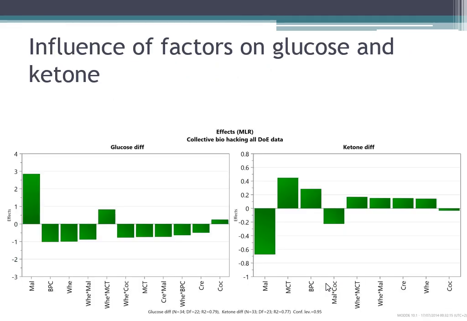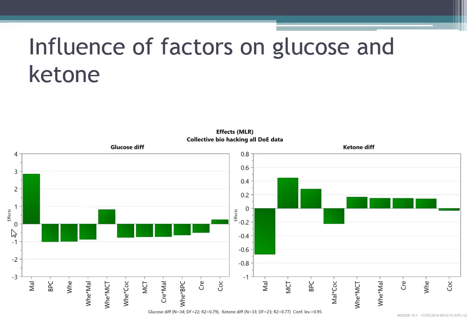Okay, so now to the interesting part. What did we get out from this? What factors influence the glucose and the ketone levels? If we start with the glucose, this is the difference in glucose. I do have a few slides later on the different units. We are using milligrams per deciliter, which is more common in America. So you have that in the report if you prefer that.